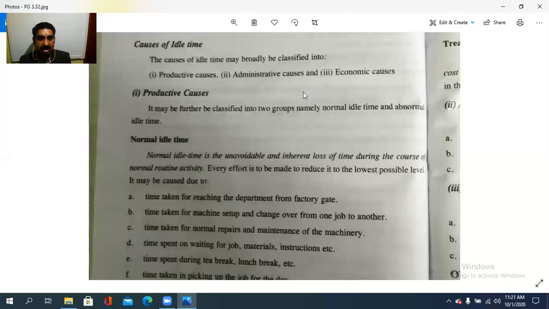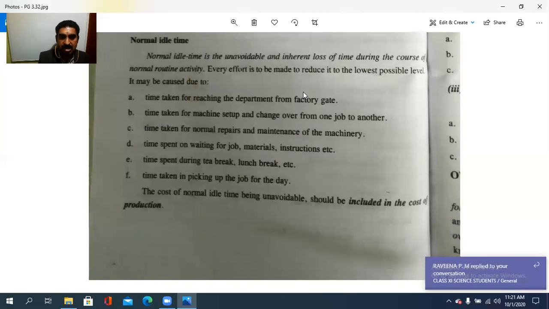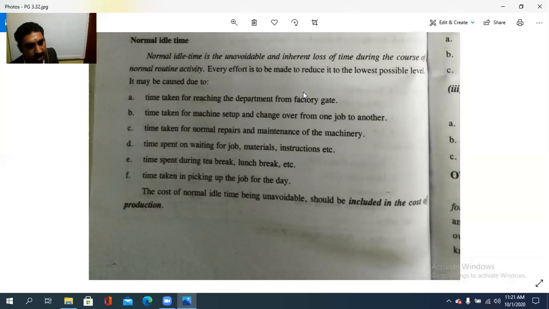Then time taken for normal repairs and maintenance of the machinery, time spent on waiting for job, materials, instructions, etc. Time spent during the tea break, lunch break, etc. Time taken in picking up the job for the day, etc. Like that. So cost of normal idle time, being unavoidable, should be included in the cost of production because നമുക്കത് ഒഴിച്ചുകൂടാൻ പറ്റാത്തതാണ്, unavoidable case ആണ്. Okay, up to a certain extent we can reduce it, but we cannot avoid that one.